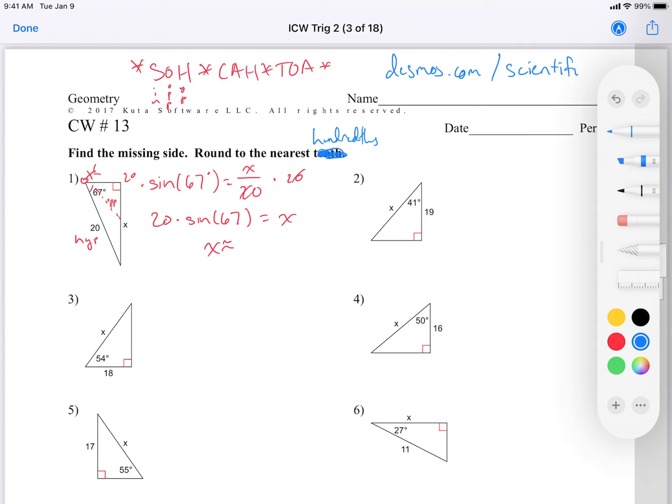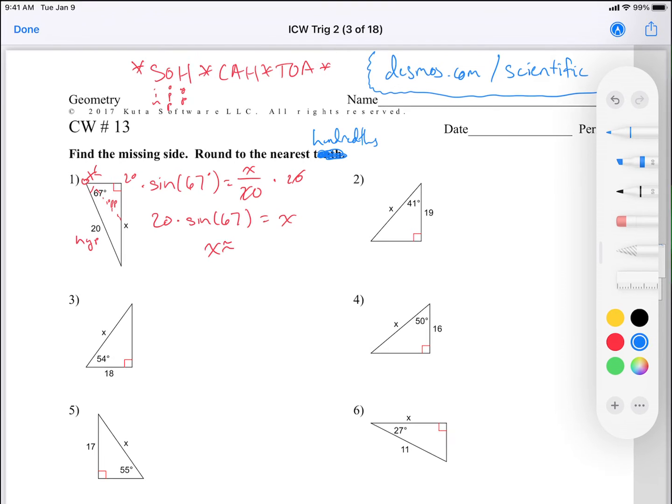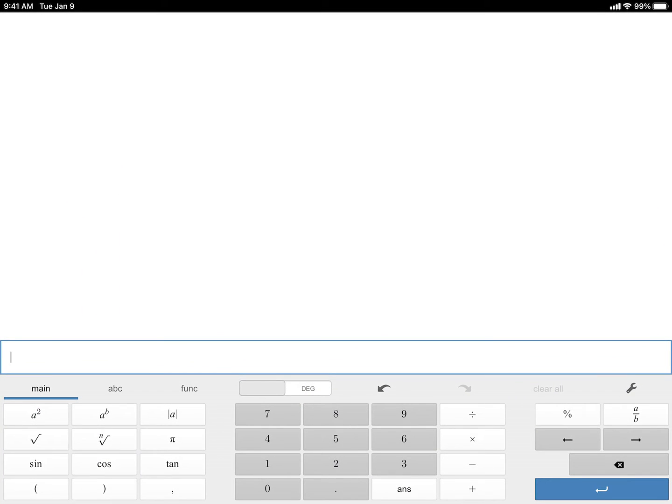desmos.com/scientific. Okay? And truth is if you download this on your phone, there's actually even an app for it. So you can even have this on your phone if you wanted to. Now, when you go to desmos.com/scientific, I'm going to pull up my app. This is the screen that you're going to see. It has a whole lot of features on this. And if you're using Chrome, you can actually type in your math problem on here and it'll work just like normal.